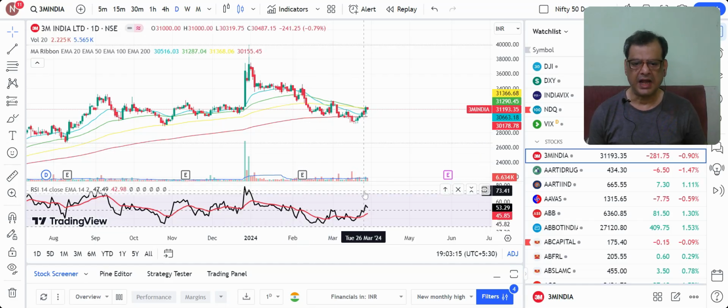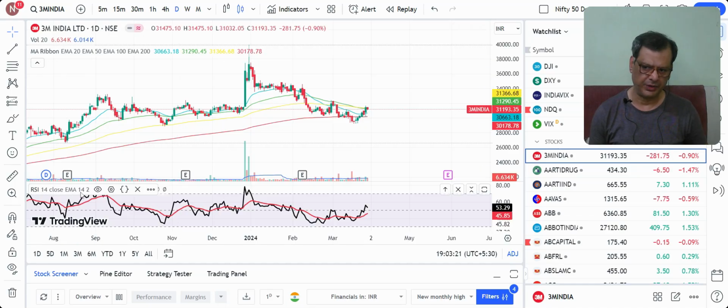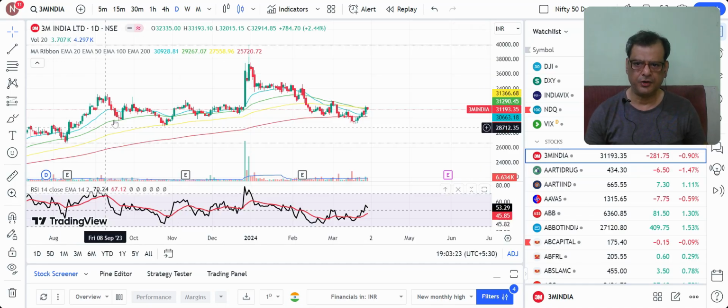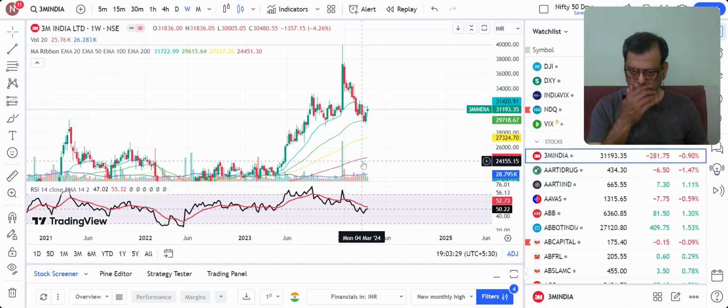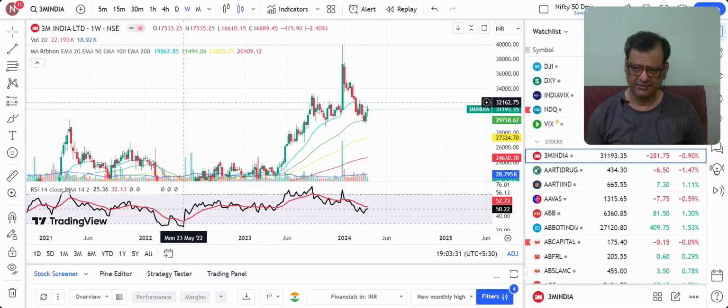RSI goes up when the average gains are more than the average losses over the last 14 periods, because we have kept 14 here. And I say period, not daily candle, because it can be weekly also. You see here, RSI is still working here on the weekly candle.